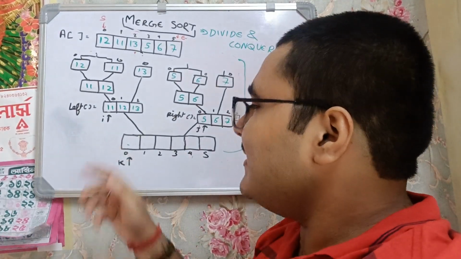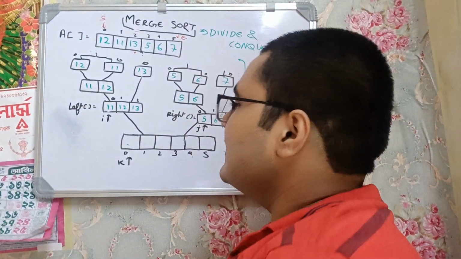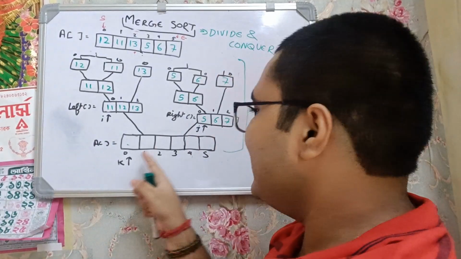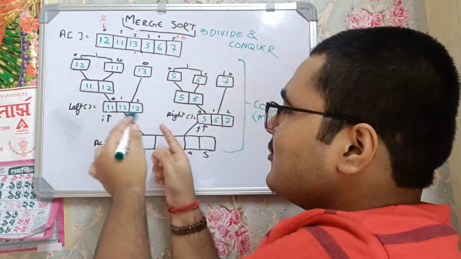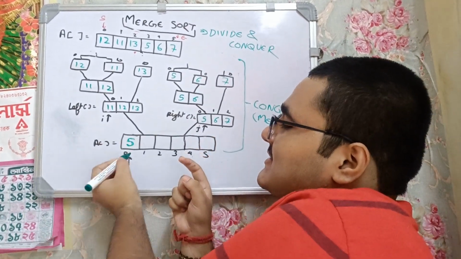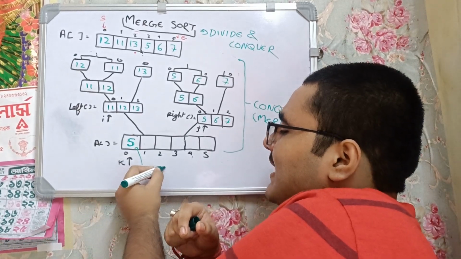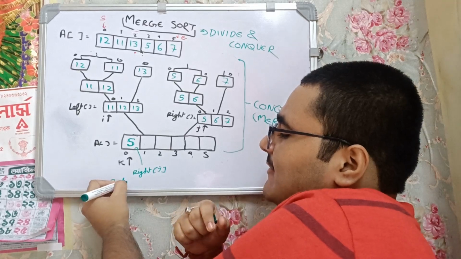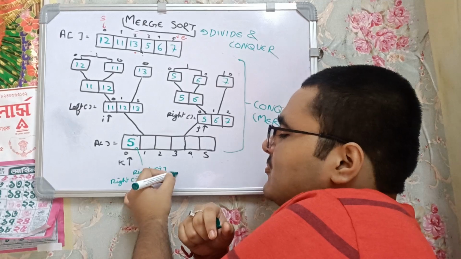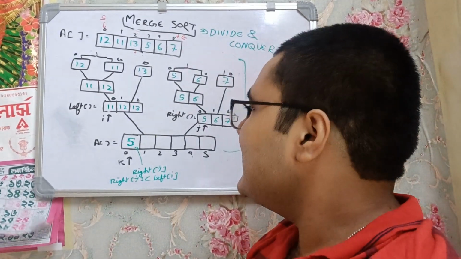So who will come in the final A? Finally we will be storing in A only, in sorted manner. So right of j should come in A of k, because right of j is smaller. So 5 has come here. This is where I have stored right of j, because right of j was smaller than left of i.